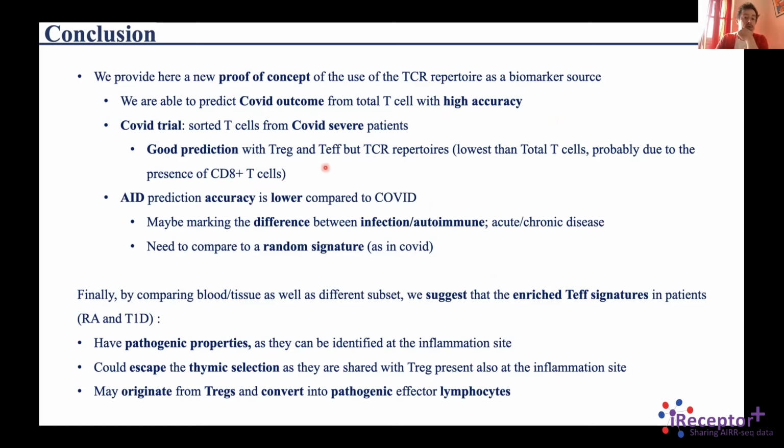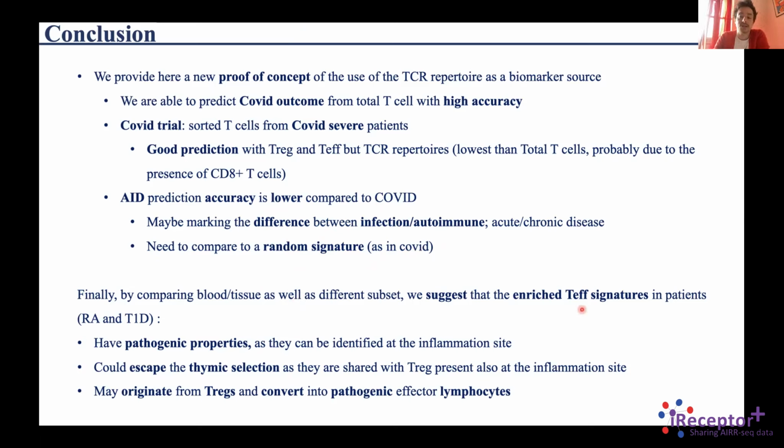For our autoimmune disease prediction, we have accuracy that is lower than for COVID patients, probably due to the difference between the response for an infection and autoimmunity. And we have to add a new control for this part with a random signature, as I presented for the COVID adaptive results.